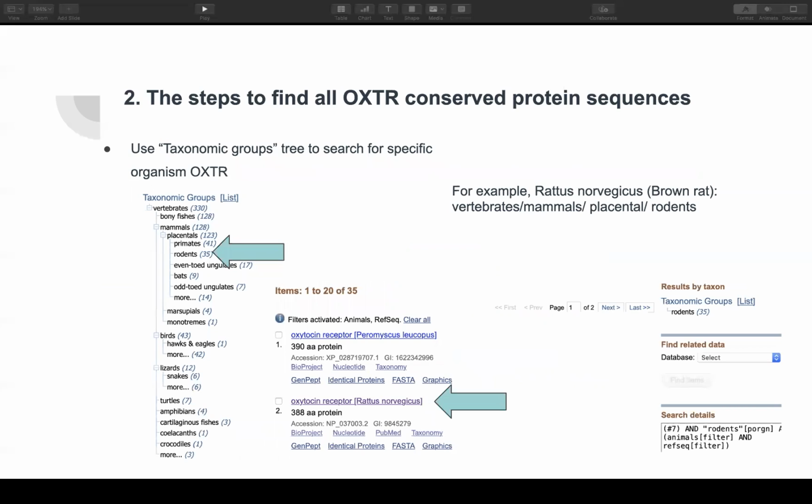And we can use taxonomic group to search for a specific organism, or we just choose any organism in the result because there are oxytocin receptors of many species. And for example, over here, I want to find brown rats, so I choose rodent, and then hit the second result to go to the oxytocin receptor of brown rat.